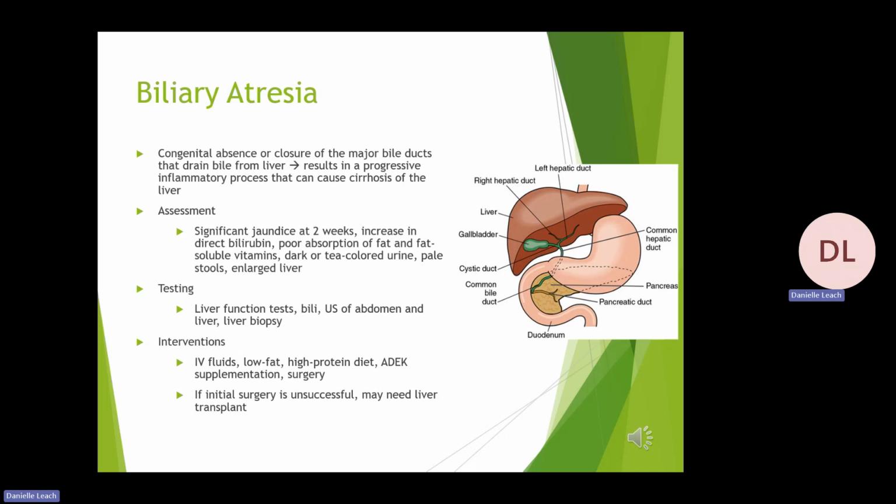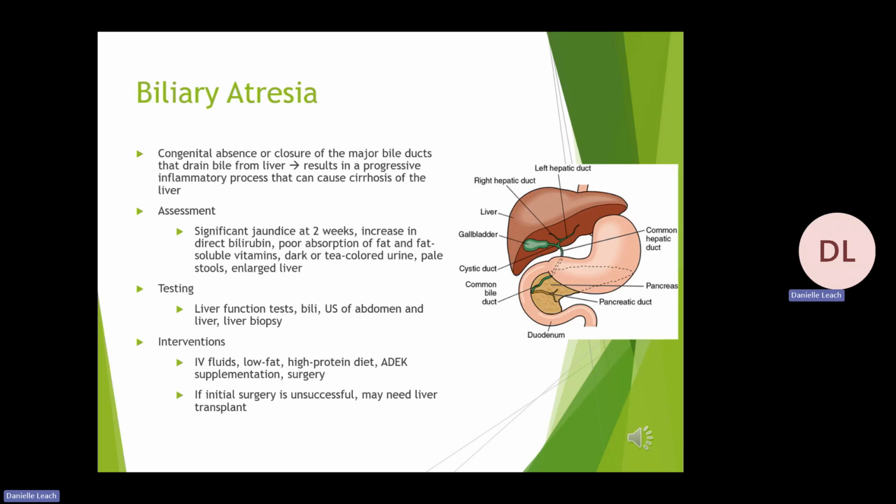So on assessment, the baby would have significant jaundice at 2 weeks of age, an increase in direct bilirubin, which is a lab test that you can do. They have poor absorption of fat and fat-soluble vitamins. So basically, bile can't get to the stomach and digestive system as we would normally like it to. And what bile does is helps absorb fat and helps absorb fat-soluble vitamins. Basically, it gets backed up into the liver, which can cause damage to it. The urine could be dark or sort of tea-colored, pale stools, and an enlarged liver.